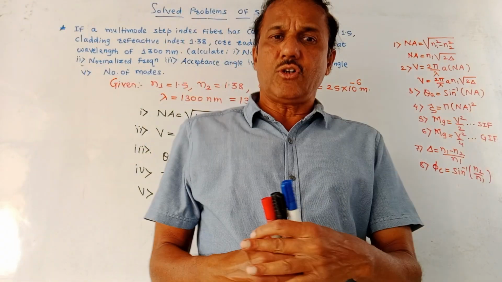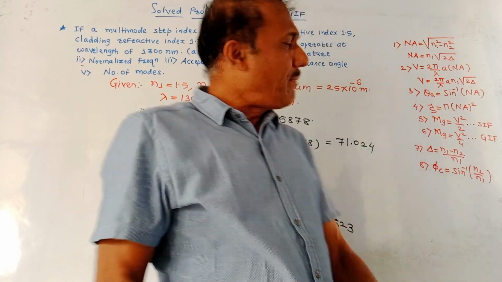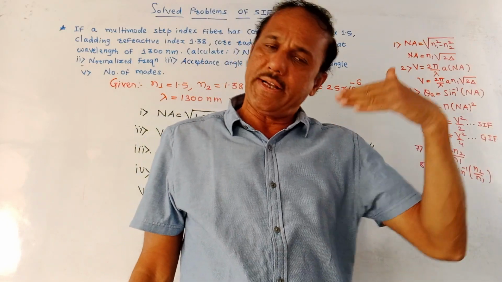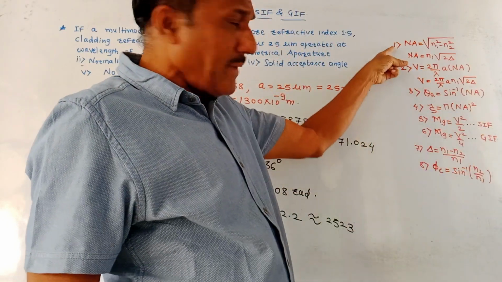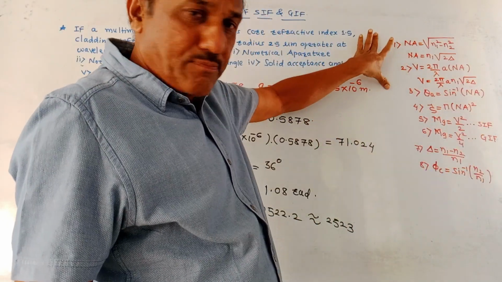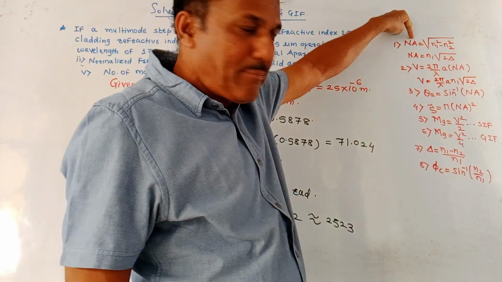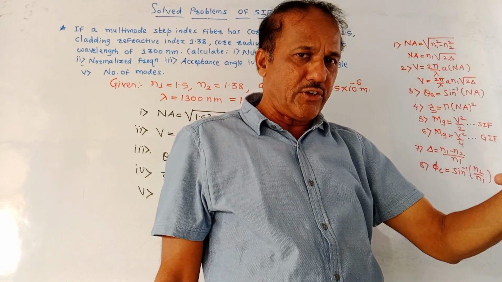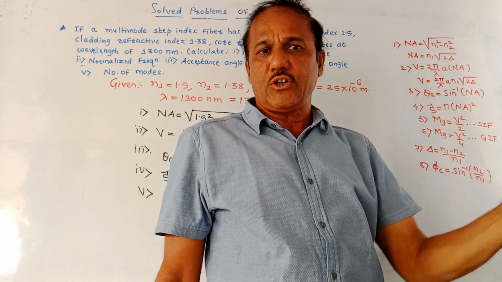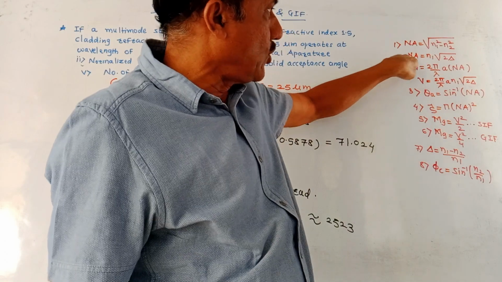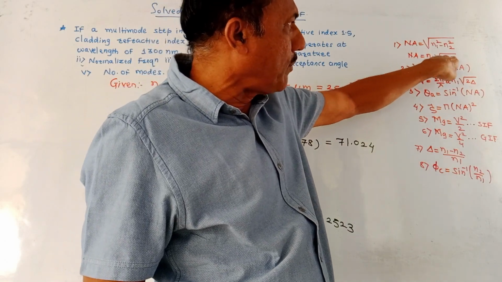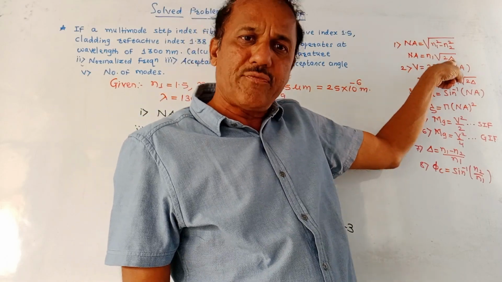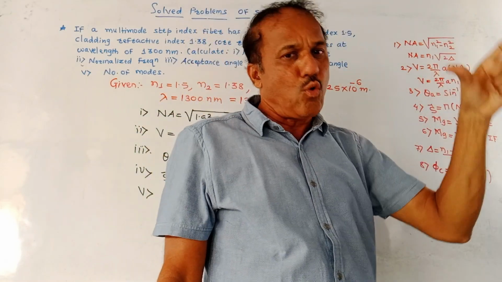Now the numericals of this part are pretty simple. I have made a list of formulae. If you know these formulae, you will be in a position to attempt any numerical. First, let me explain this list of formulae. NA is numerical aperture, which is square root of n1 square minus n2 square. n1 is refractive index of core, n2 is refractive index of cladding layer. Or it is also given as n1 square root of 2 delta. This value delta is called relative refractive index difference between core and cladding.